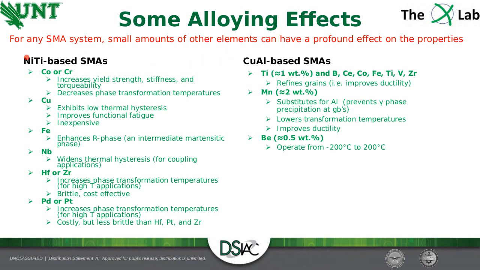You can see there's a lot of different elements we add and they do different things. This one increases R phase, this one widens that hysteresis I mentioned, and that's good for coupling devices. Down here, these are the high temperature alloys, so you put these in and you can increase the transformation temperatures. The reason for that is you don't want accidental actuation when it gets hot. If we can push those temperatures up a little bit, we can avoid accidental actuation and have a little more control of it. I'll go to the next slide.